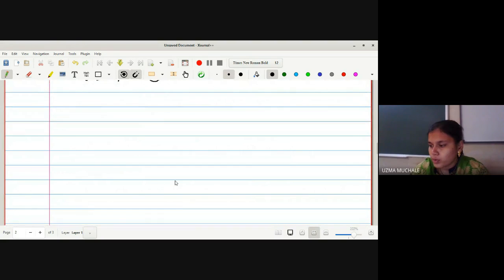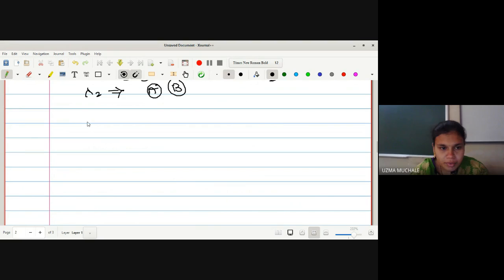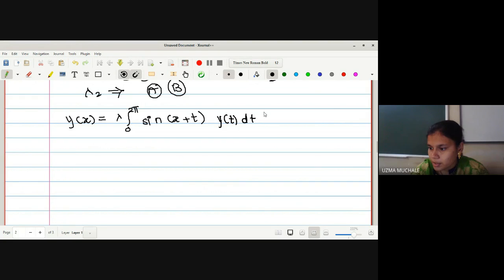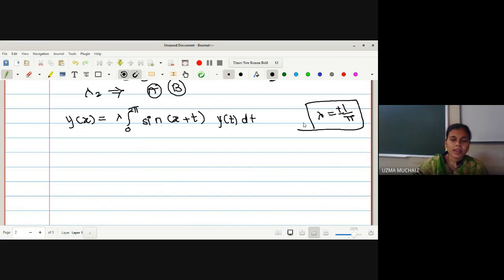Okay, let us solve one more example. We write this example: y of x is equal to lambda integration 0 to 2 pi. Up to now we were solving with limits 0 to 1, now it may be some other limits also, x plus t, y of t dt. Okay. Actually the answer for this is lambda is equal to plus or minus pi. Here also we have to simply find out the non-trivial solution. Okay. For which values of lambda we are getting the non-trivial solution.